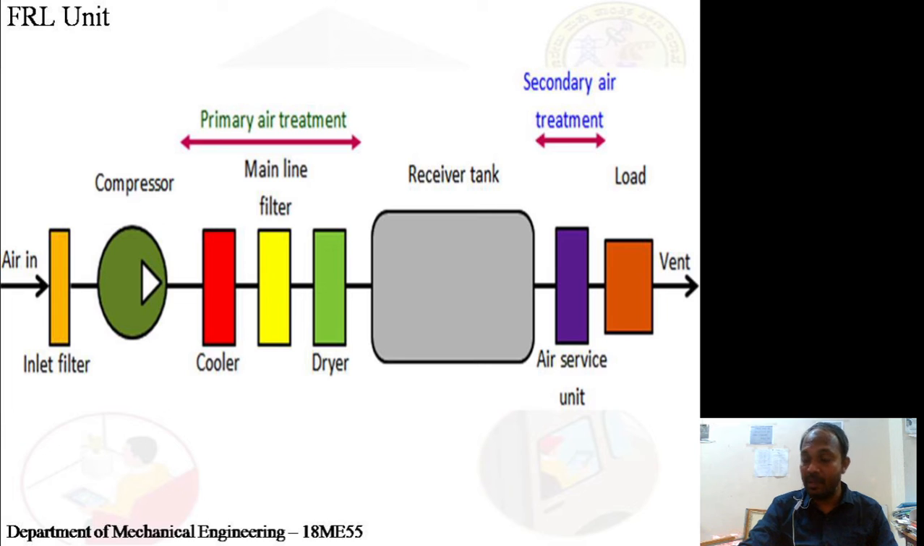That is, it can be maybe a further cooling or a further filtering will also be there. Then it will go to the regulator or to the actuator where the work will be done. After this, it will be sent to the atmosphere. So this is a clear figure of this FRL unit.